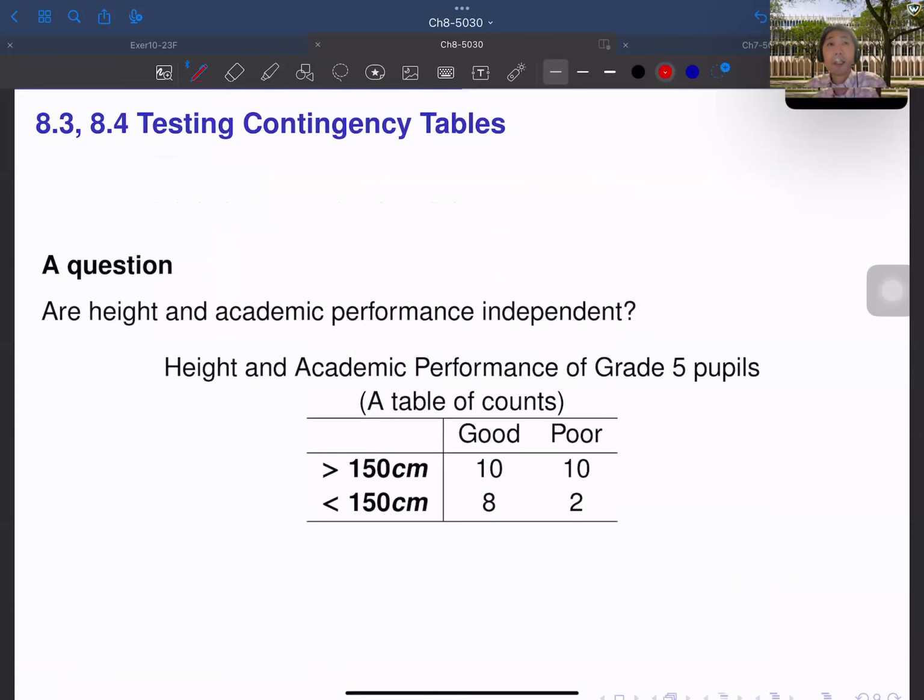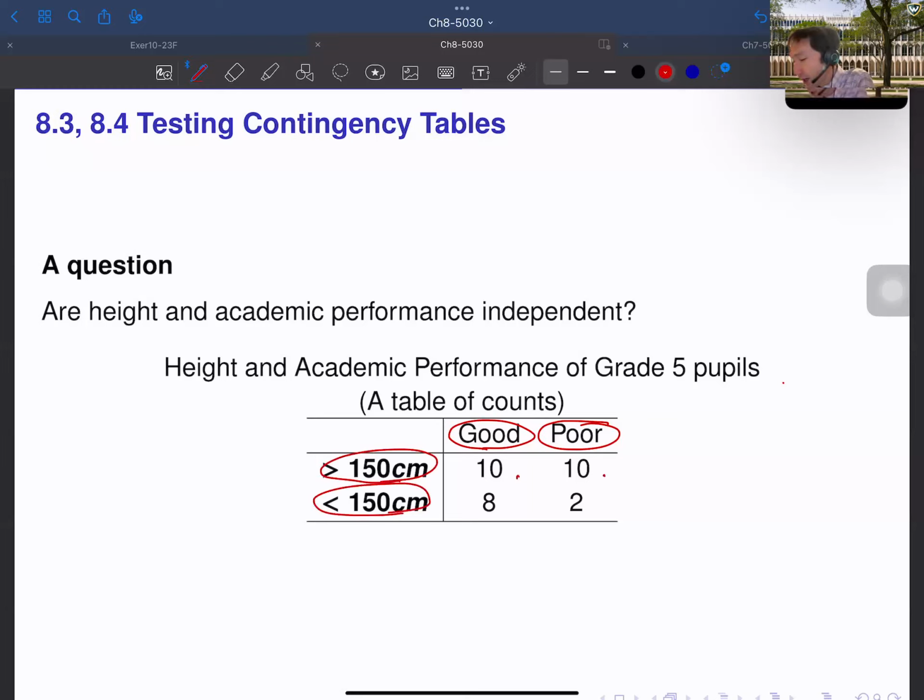Okay, so maybe just an overview of the next section. In sections 8.3 and 8.4, we want to see the last question of this chapter: whether two factors are related or not, whether two factors are independent or not. Suppose we have this kind of table. This is the height and academic performance of grade 5 pupils, and the academic performance is either good or poor. We have just a binary scale. And we also have information on whether those kids are more than 150 centimeters or less than 150 centimeters.